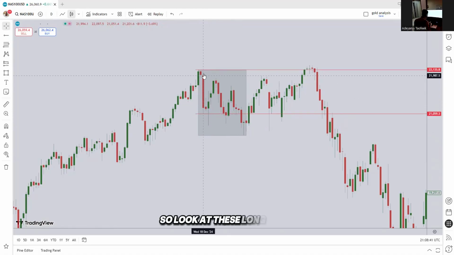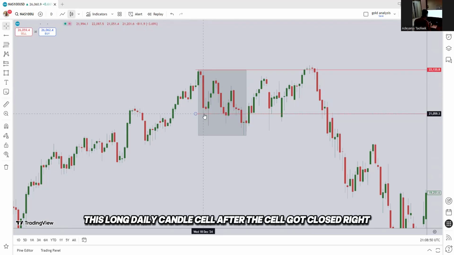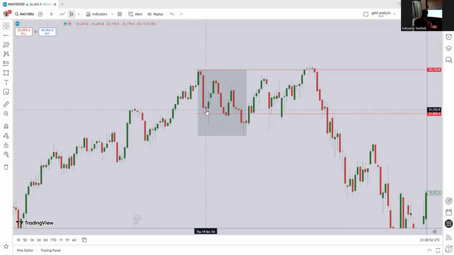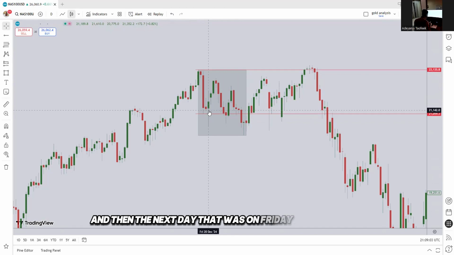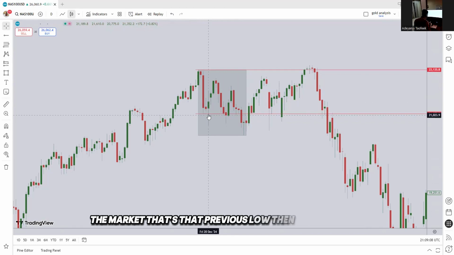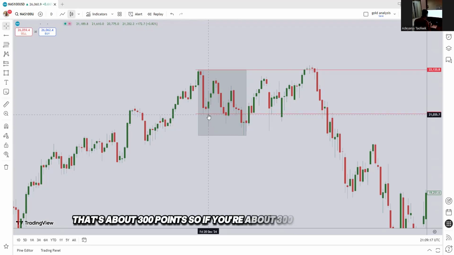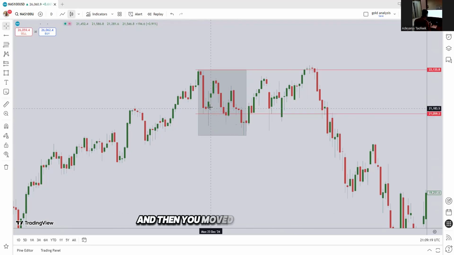So look at this long daily candle sell. After the daily candle got closed, the market was a little bit slow. It wasn't moving too much, right? And then the next day, that was on Friday, December 2024, the market tapped that previous low, then traded lower, that's 21,047. That's about 300 points. So it traded about 300 points lower, and then it moved back inside, right?